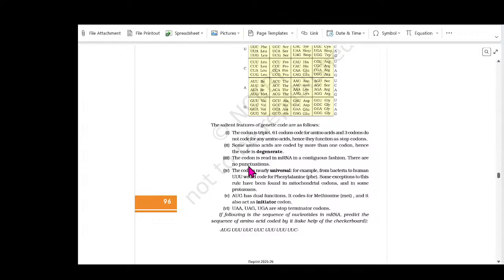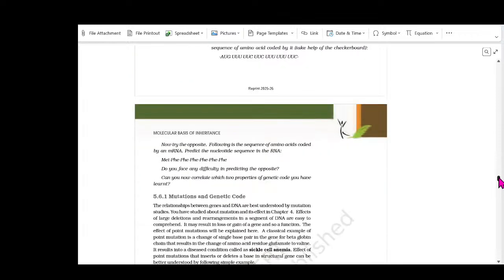If you see UUU, which is just written above, it is phenylalanine. UUC is again phenylalanine, then UUU phenylalanine, UUU phenylalanine, UUC phenylalanine. Make sure that if you are writing amino acids, you use the three letters that are given in the genetic code table. Now try the opposite.